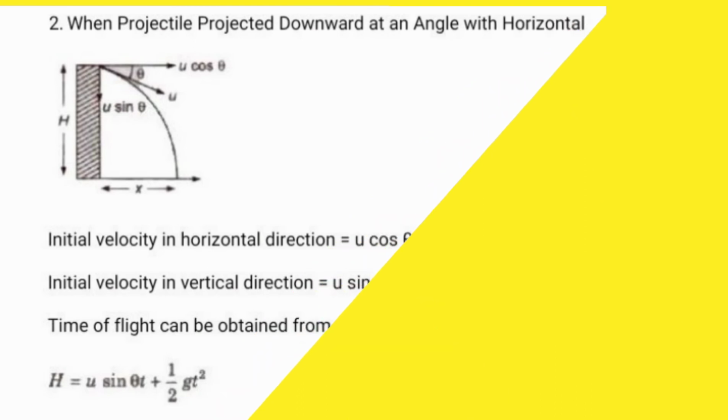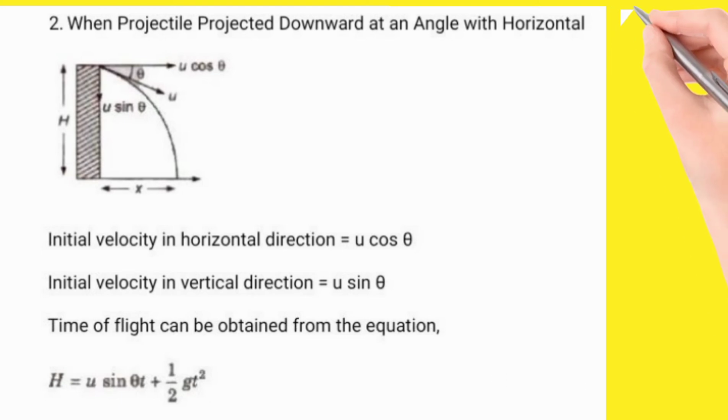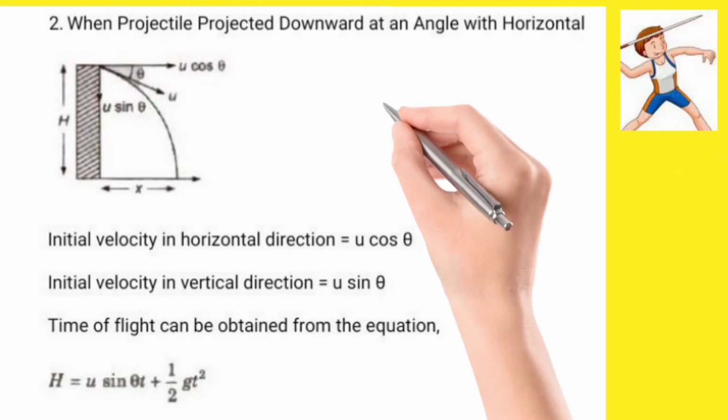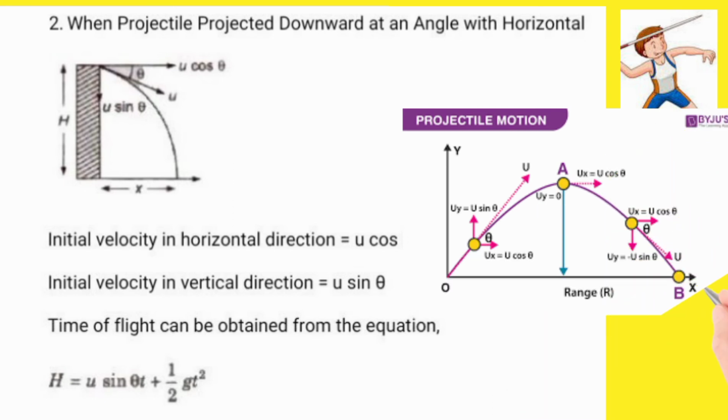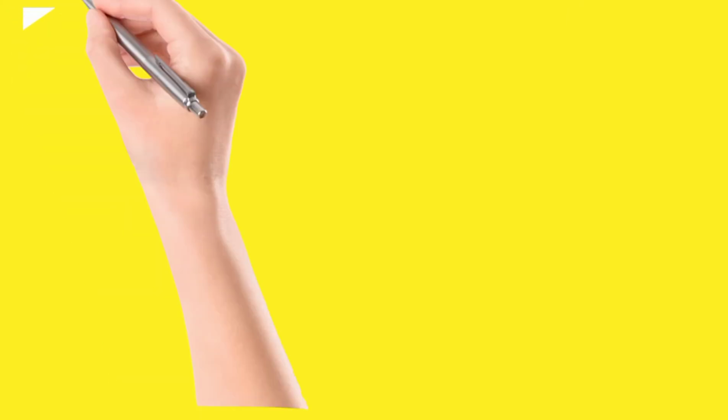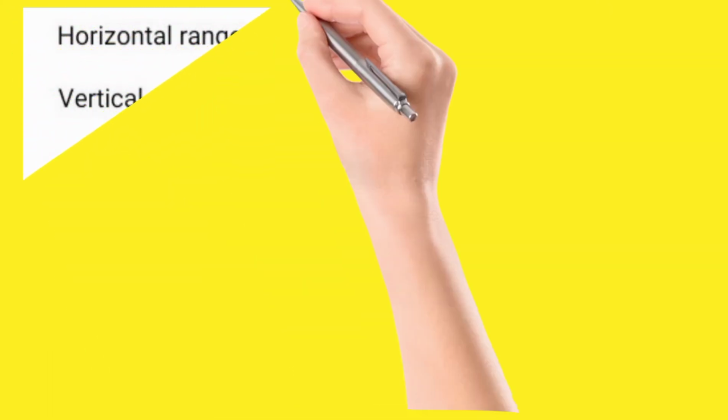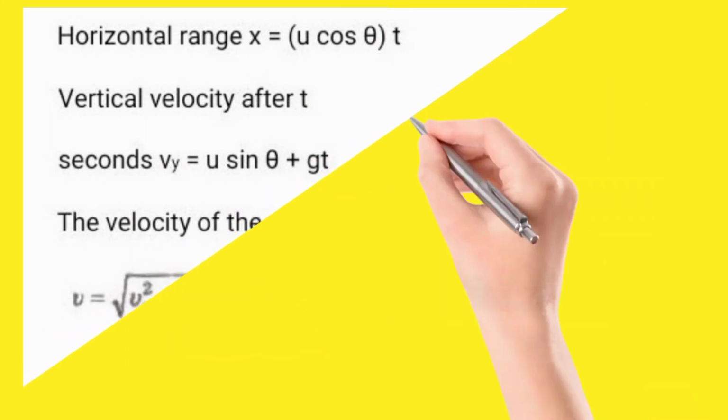So when the projectile is projected downward at an angle with horizontal, as you can see, the initial velocity in the horizontal direction is u cos theta, initial velocity in the vertical direction is u sin theta, and the time of flight can be obtained from the displacement equation. H is equal to u sin theta t plus half gt squared. Don't worry, we'll be looking at problems to make us understand these concepts better, how to apply the necessary equations and when to know what to do.